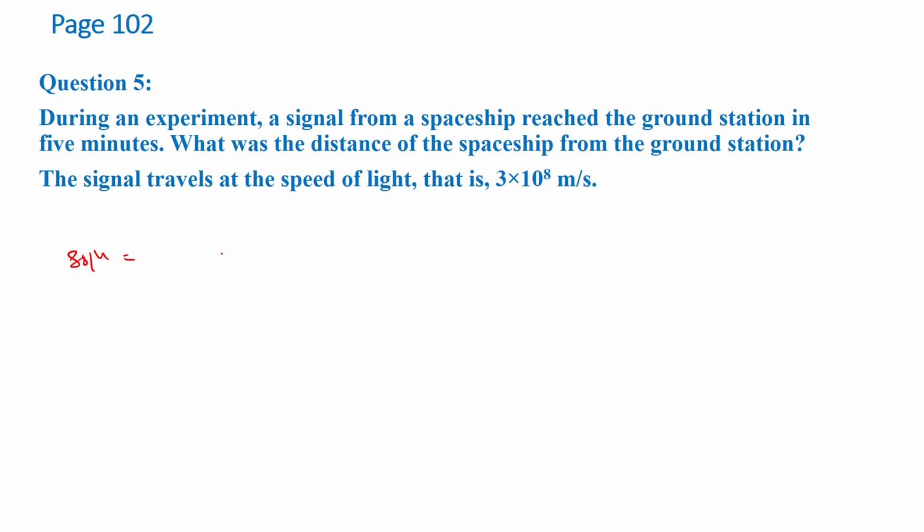So we can say the speed is equal to the distance divided by time taken. So distance is equal to velocity multiplied by time. So the velocity of light is given as 3 into 10 to the power 8 and time taken is given in minutes. So we have to convert it into seconds, so we multiply 5 by 60. We get 3 into 10 to the power 8 multiplied by 5 into 60, 5 into 6 is 30 and this 0 will be here.